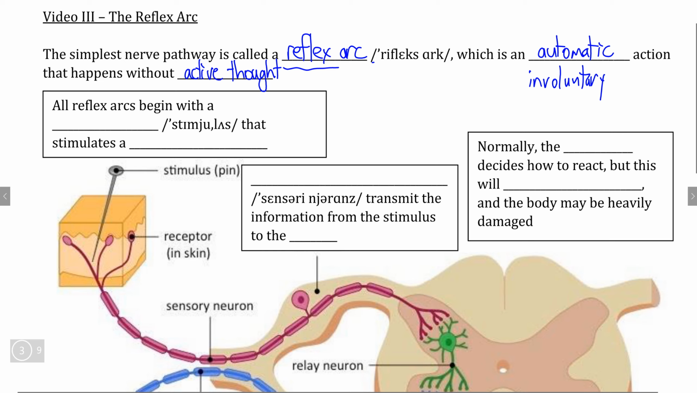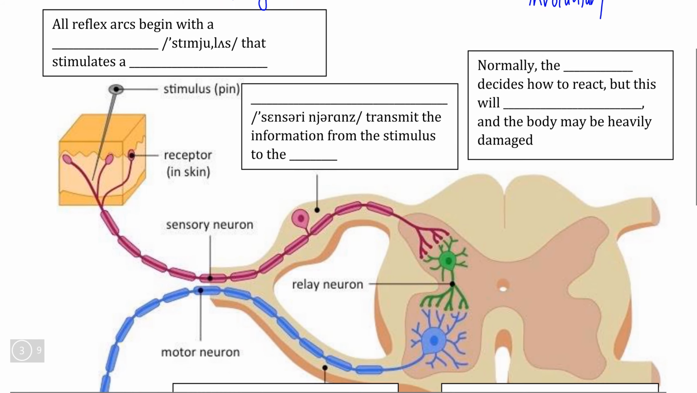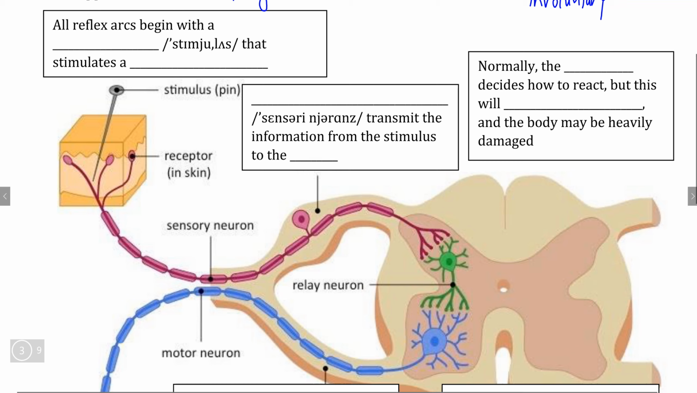Now, how exactly is this possible, and why does it need to bypass the brain entirely? Well, all reflex arcs begin the same way that all action is taken in the body. It begins with a stimulus from the environment that stimulates some sort of sensory organ, and that information would normally be transferred to the brain.